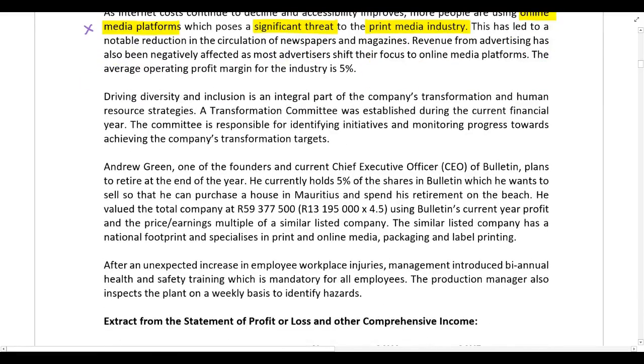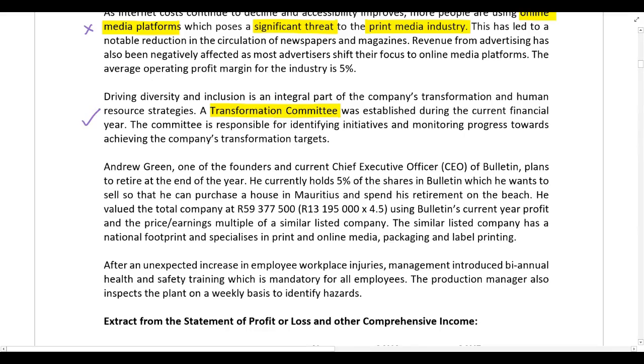Driving diversity and inclusion is an integral part of the company's transformation and human resource strategies. A transformation committee was established during the current financial year. The committee is responsible for identifying initiatives and monitoring progress towards achieving the company's transformation targets. All right, so this is obviously positive from a social perspective because it will help with transformation.